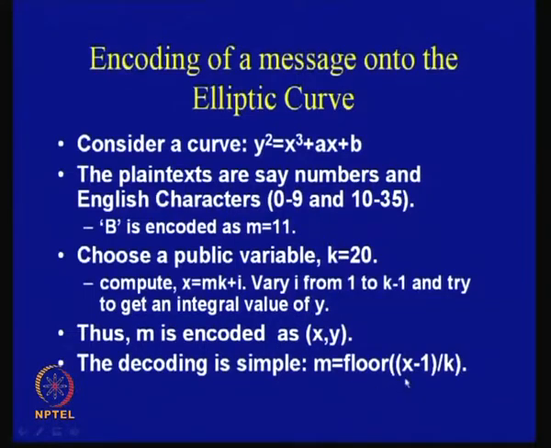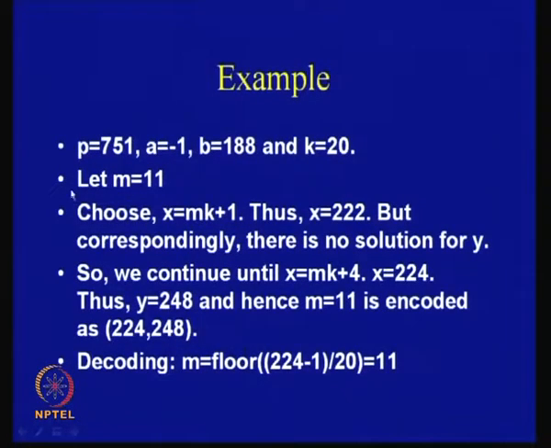The decoding is: you take this x, subtract 1 from it, divide it by k, and take the floor of this value. So, that is your m. So, x minus 1 divided by k, and you take the floor of this, will give you m. This is the way you can get the value of m from the pair x comma y. Okay.